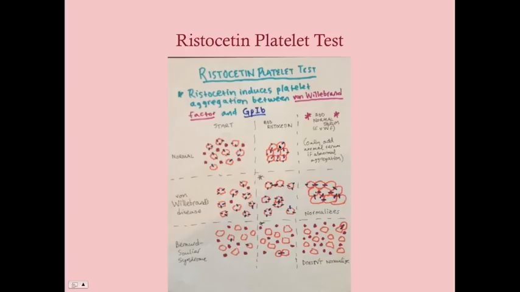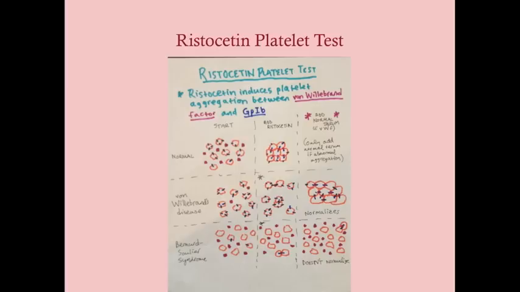In patients who don't have enough von Willebrand's factor or who have deficient GP1B, which we'll talk about in the next disease, the Ristocetin, when it's added, is not going to cause aggregation because you don't have enough of one or the other to aggregate the platelets together.